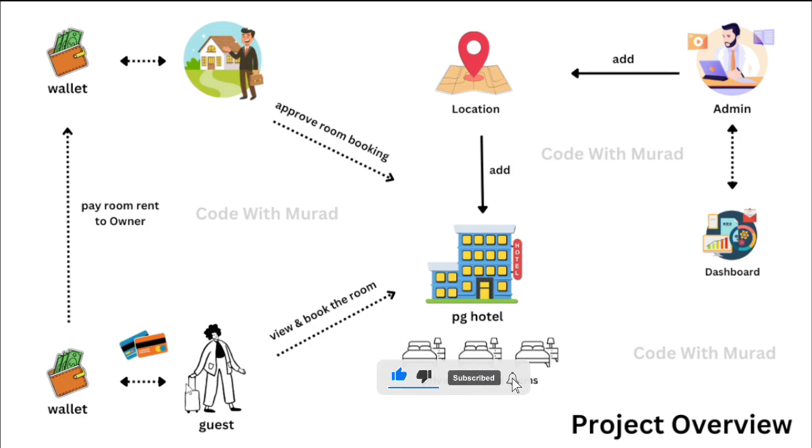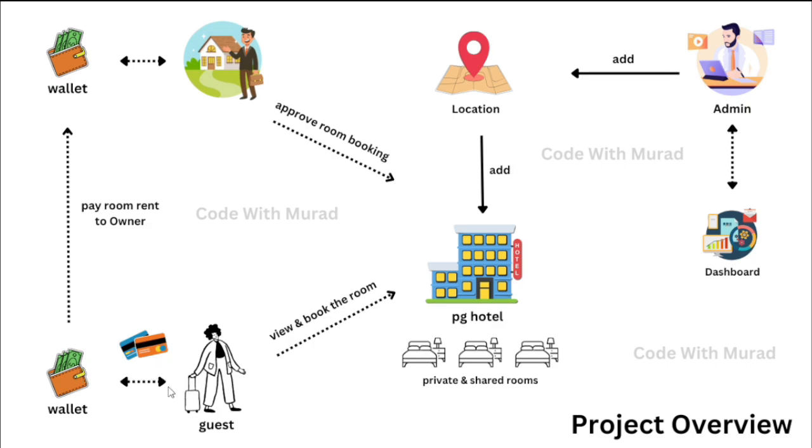So the guest will first add the amount in the wallet by using Razorpay. We have integrated the Razorpay payment gateway in this application. So the guest will get the option to pay the amount and add that in the wallet. He can pay via multiple options such as UPI by QR code, then we have credit card and debit card. Multiple options are there that we will see in the later part.